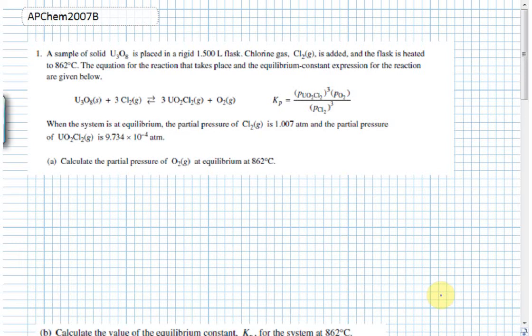Okay, so this problem is from the 2007 Form B exam. It's the first question on the free response, and it's a chemical equilibrium question. No surprises there. The first question on the FRQ is always an equilibrium, so be prepared.